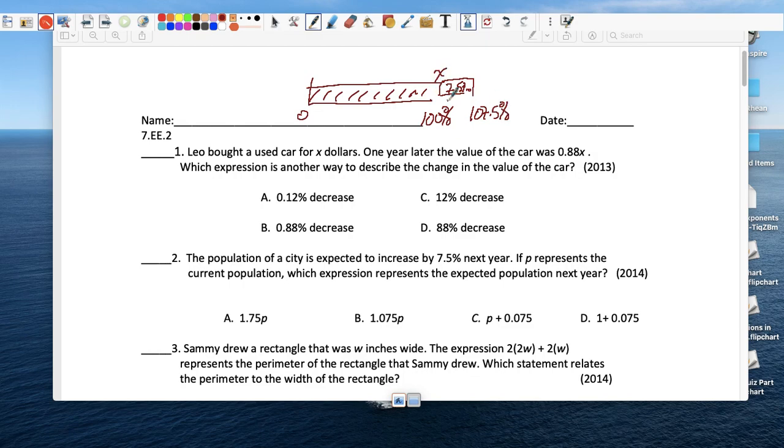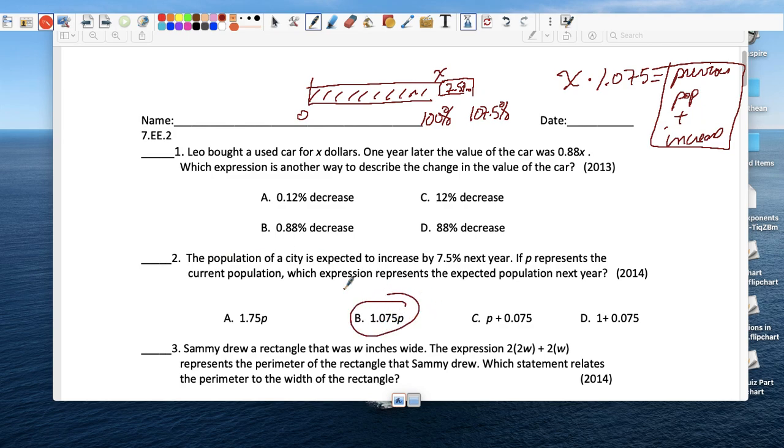So whatever the population is, if you want to find the population increase, you would multiply the population times the increase, 1.075, and that will give you the total, which was the previous population plus the 7.5% increase. So when you multiply those two numbers, you're going to get the whole total. Okay, so that would be this one.